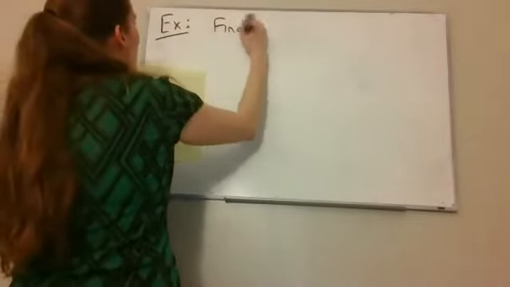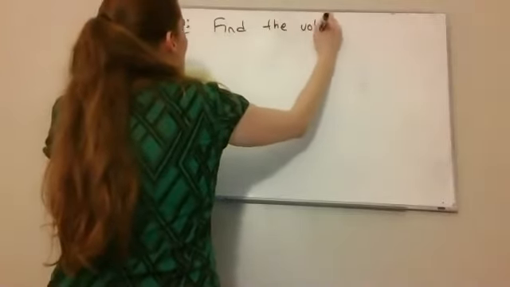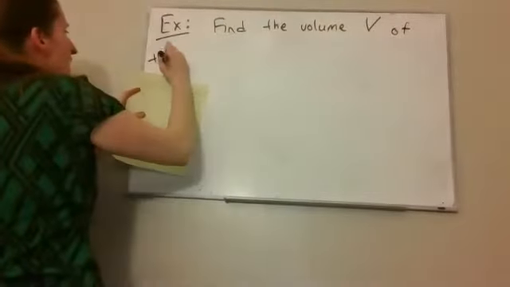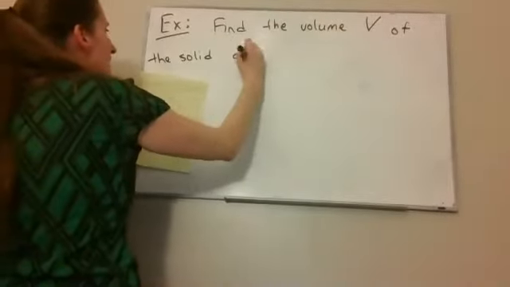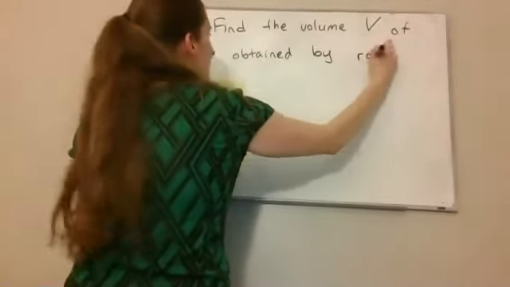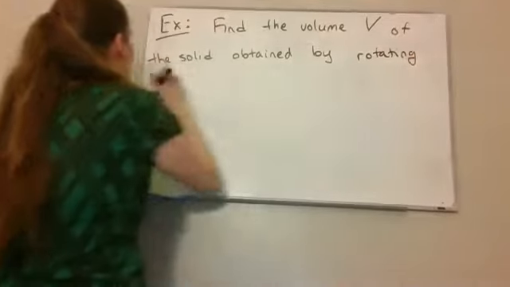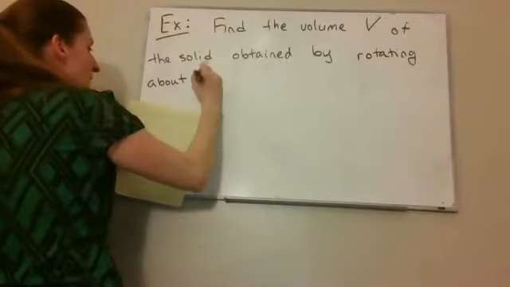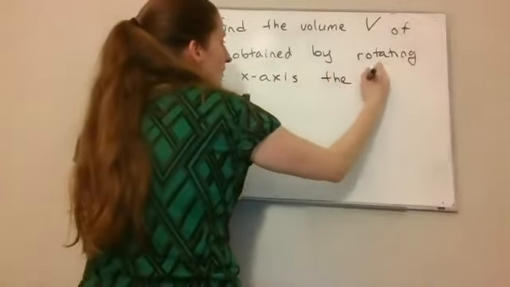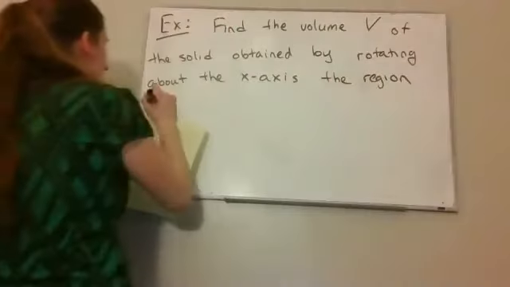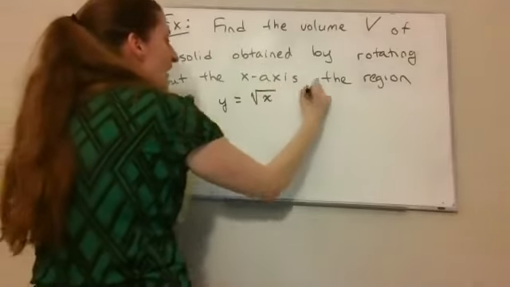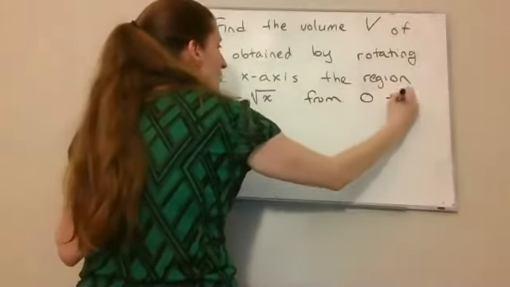Let's find the volume, V, of the solid obtained by rotating about the x-axis the region under y equals the square root of x from 0 to 1.